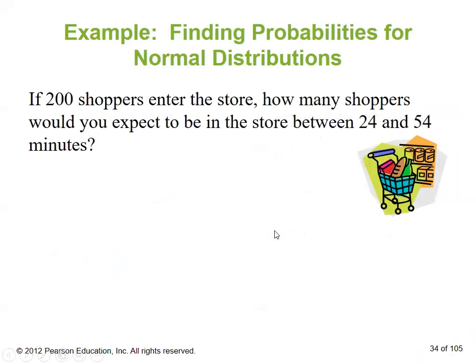Now, here's another variation of this question. If 200 shoppers enter the store, how many shoppers would you expect to be in the store between 24 and 54 minutes? You've got it, Lindsay. Did y'all hear what she said? She said, if I know the probability that a shopper would be there between 24 and 54 minutes is 0.7333, I just have to multiply that times 200, and that'll tell me how many shoppers. Does that make sense?